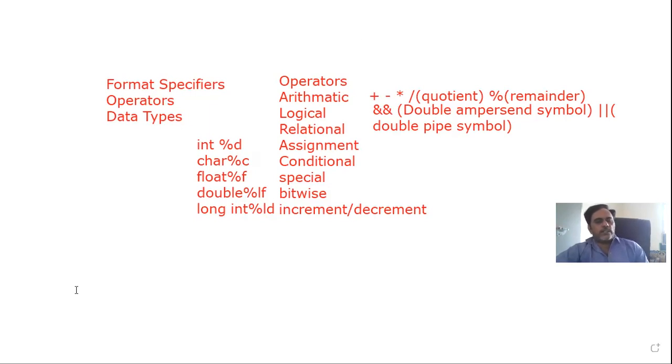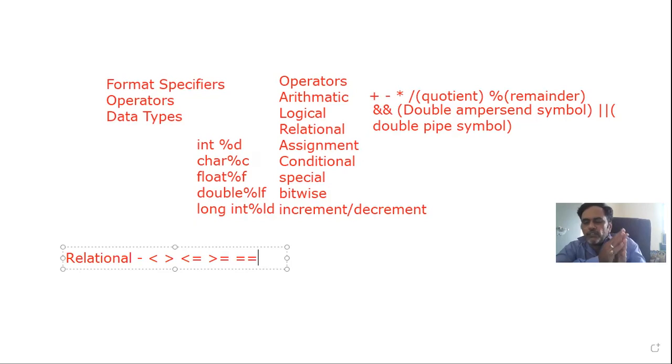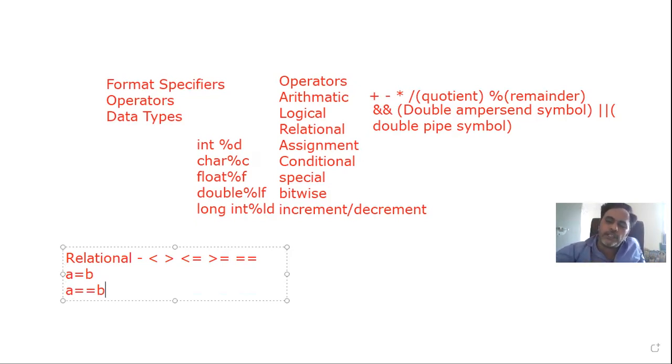Next, come to the relational operators. These are less than, greater than, less than or equal to, greater than or equal to, and equal to, which is the double equal sign. It means I'm checking the condition whether the value in A is equal to the value in B or not. That is the question here. That is called relational. For example, if I write A equal to B, whatever the value in B will be stored in A. When you ask for A double equal to B, it means: is the value in B equal to A?